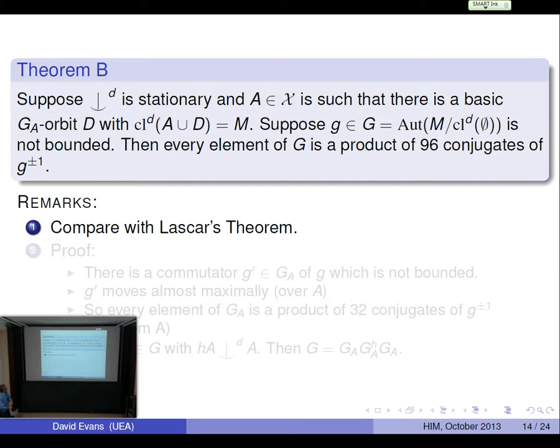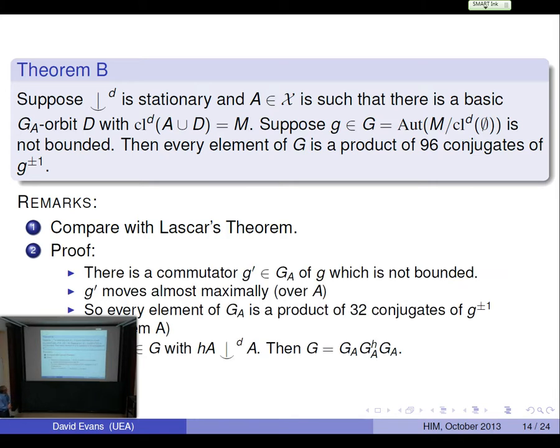Rather than having algebraic closure, we've got a more general notion of closure. Well, what's the proof? This isn't the full proof, but these are the steps. You've got this automorphism little g. It's not necessarily fixing every element in this set A. So what you do is you take a commutator, and let's call the resulting commutator g prime, which fixes every element of capital A and which still isn't bounded. Then you prove that it moves almost maximally over A.